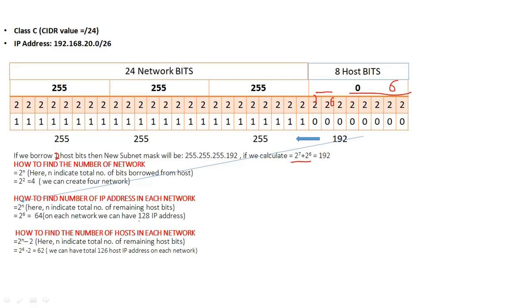We can create a total of 64 IP addresses. Now let's find the number of hosts: 2 to the power n minus 2, where n indicates the remaining host bits, which is 6. Now 2 to the power 6 minus 2 equal to 62. So we can create a total of 62 host IPs. Let's go to another slide.